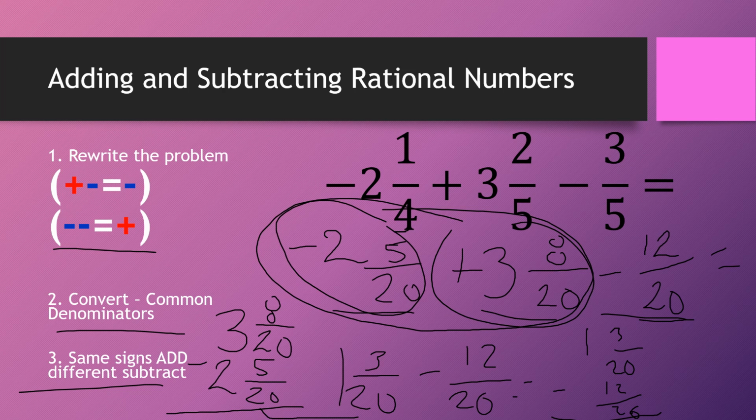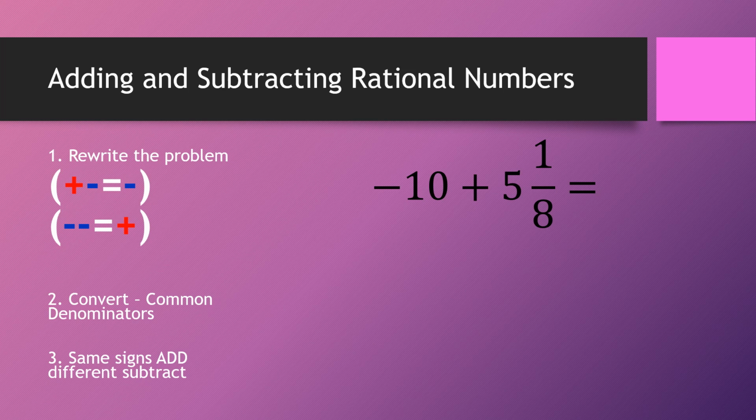So what I'm going to do is regroup. That turns to 0. And instead of putting that 1 over here, I'm going to turn that into 20 over 20. So this is the same thing as 23 over 20, minus 12/20. So I know 23 minus 12 gives me 11. And you know when you're subtracting fractions, your denominators can stay the same. So my answer is 11/20.